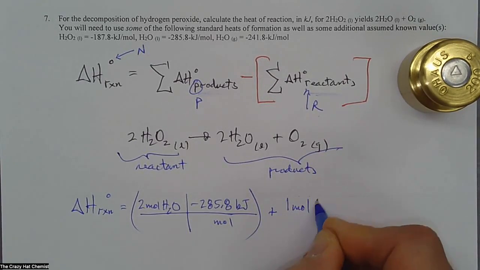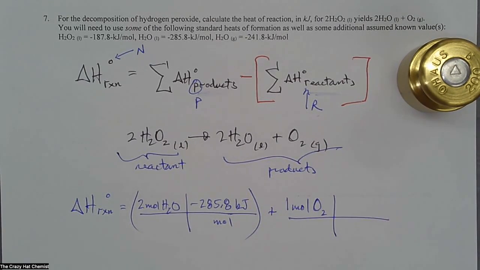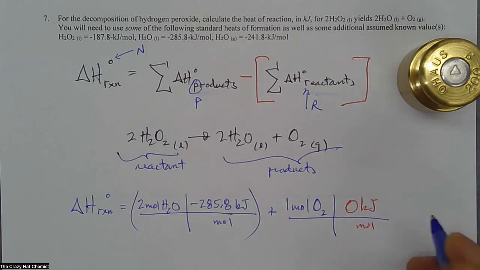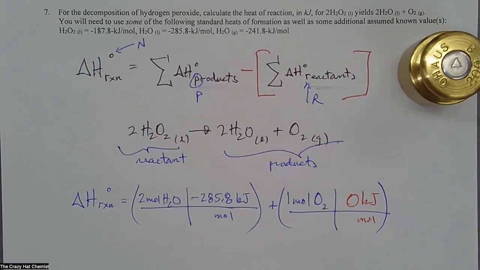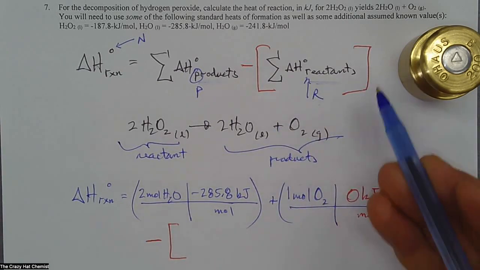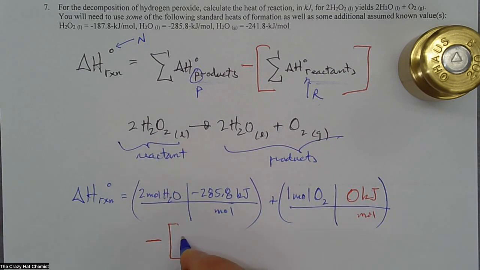1 mole of O2 and the enthalpy change under standard conditions for O2. O2 is an element. All elements in their standard state are 0. So this is 0 kilojoules per mole. Okay, and that is a defined value. Hopefully that works for you. I have mentioned this in class. Any element in its standard state is a big fat 0. All right, I'm running out of space here on this line, but I'm going to do minus brackets the reactants. The reactants is just one reactant. And so it's 2 moles of H2O2.